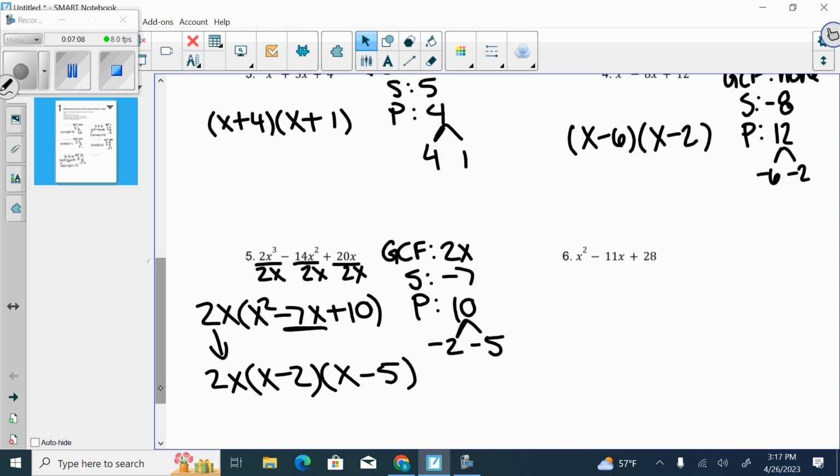Okay. All right, last one here. Does this one have a GCF? No. Okay. What's my sum? Good. And what's my product? Okay. So what do we think of that multiplies to give us positive 28, adds to give us -11? 7 and 4. But -7 and -4, right? A negative times a negative will give us the positive. -7 plus -4 is -11. All right, so then I just write them as factors. X minus 7 and x minus 4.